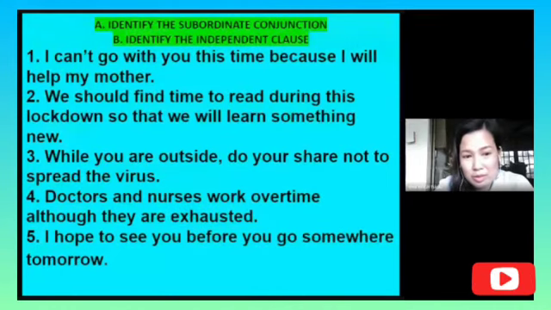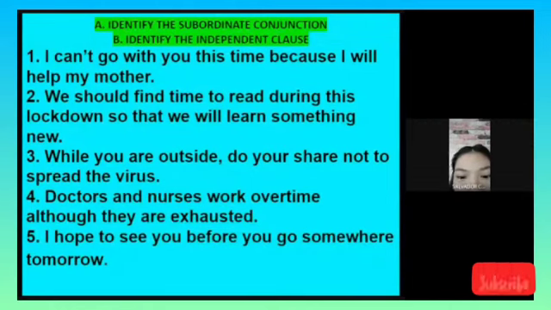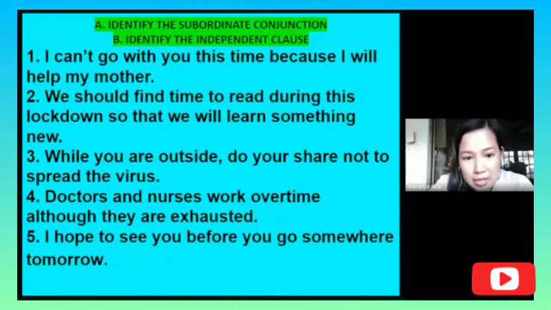Sige, ayusin mo. Go. Independent ko po, doctor and nurses work overtime. Tapos dependent ko, although they are exhausted. Okay, that's correct. Next, si Hassan.